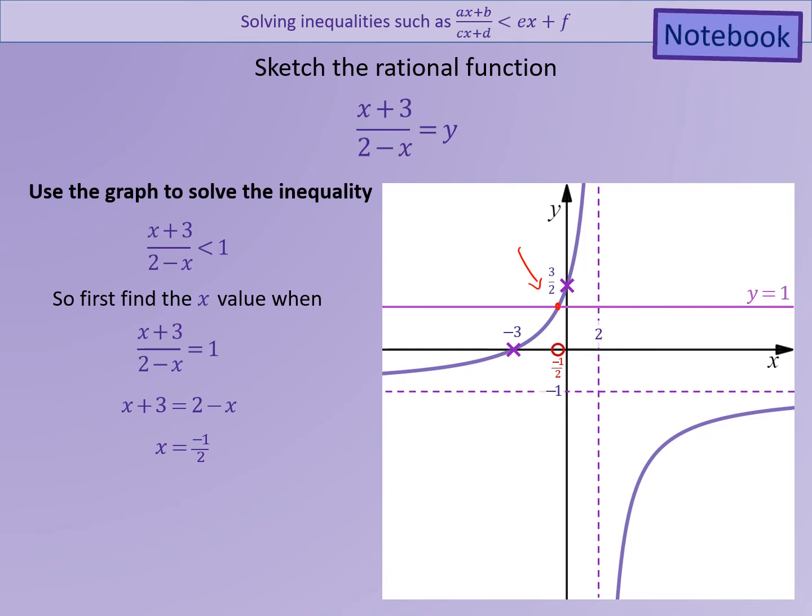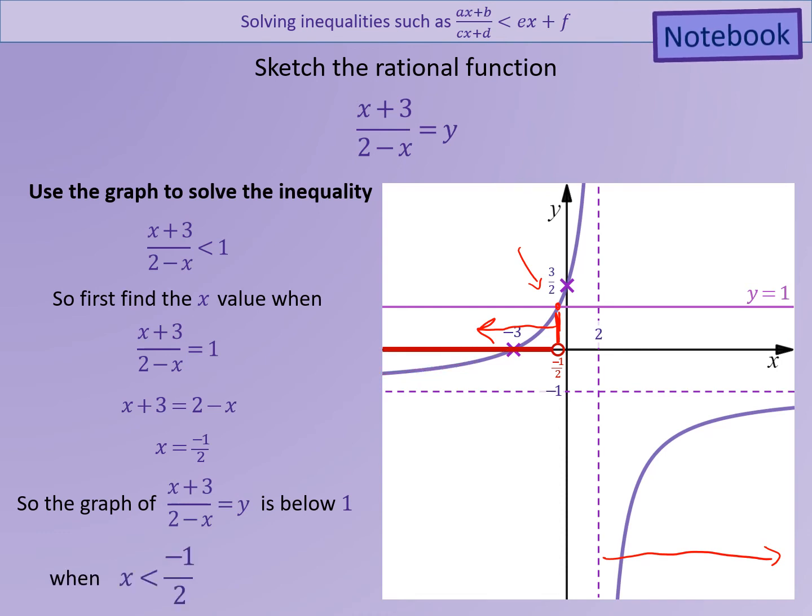So where is the rational function below 1? Or is it less than 1? Now there are two sections to this. You've got from this point here forward, backwards to the left, but you've also got this other section of graph here going forwards. And so we have two parts to this inequality: x is less than minus a half, and x is greater than 2.